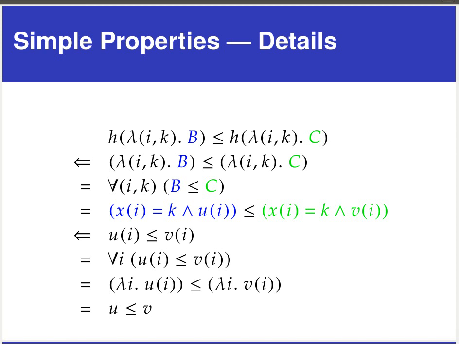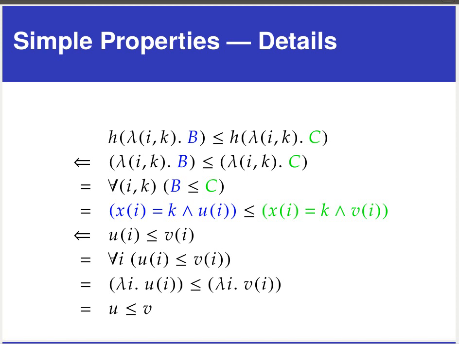And in this next step, we introduce the quantifier I. Then we use the definition of the pointwise order of functions, and then we just say, well, lambda I, u applied to I is the same as u if you use Leibniz extensionality.